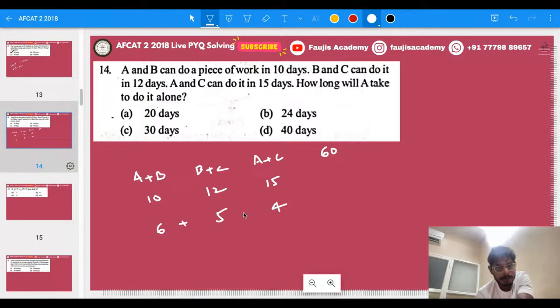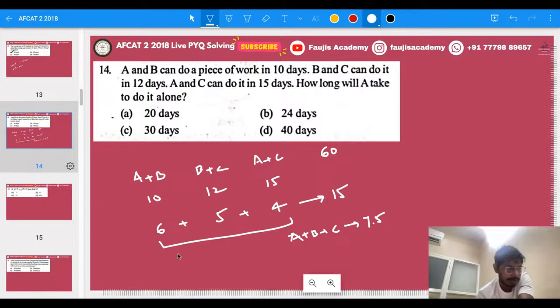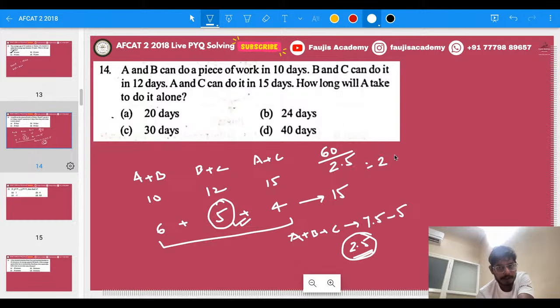Right? So A plus B plus C, 2 times of it. Okay, A plus B plus C, 2 times of it. They are all together doing 15 work. That means A plus B plus C together they are doing how much? 7.5 work, divided by 2, right? Okay. B plus C is doing how much? 5 work per day. If we minus it over here, that means A is doing 2.5 work per day. If A is doing 2.5 work per day, he has to complete 60 work. If we divide that, will we get 24?